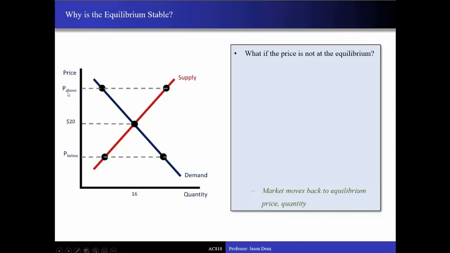But at a price here, much above 20, there's going to be a lot of firms that would want to offer it for sale. And so if the buyers responded to this price, they would want to buy this amount. But the firms responding to this price would want to offer for sale this amount. And so what you would get is a surplus. There's too many goods being offered for sale. There's more than what people want to buy.